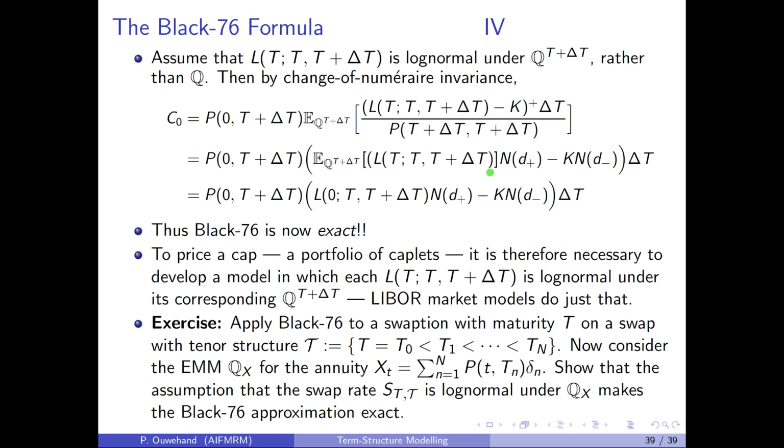Now earlier I stated that it is an exercise to show that the LIBOR forward rates are martingales under the corresponding forward measure, and thus this expectation here is simply equal to the LIBOR forward rate at time 0 for the period from T to T plus delta T. This formula here is precisely the same as the one obtained by the Black 76 approximation, i.e. the Black 76 price is now exact without the need for approximation.